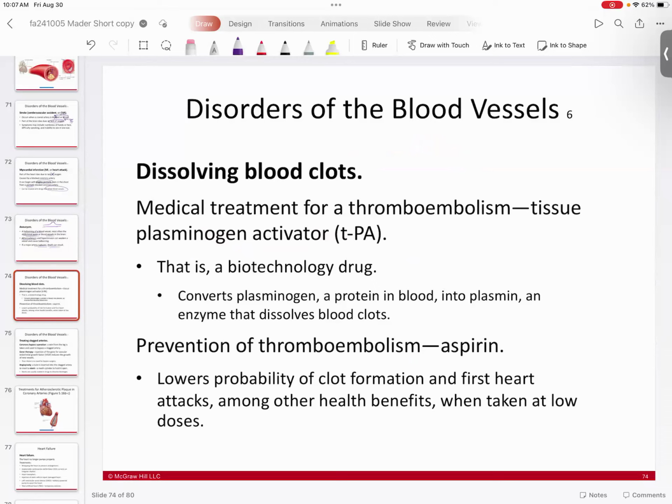Dissolving blood clots, right? So for thromboembolism, remember this is the moving embolism that basically becomes lodged in your blood vessel. Oftentimes what we'll do is we'll use different types of medical treatments. We'll use what's called TPA, which is tissue plasminogen activator. So this is an anti-blood clot medication.